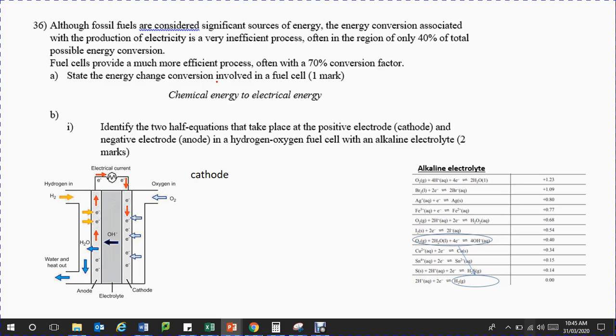So if we remember, a fuel cell is a type of galvanic cell in which we are converting chemical energy directly to electrical energy. And that's why the efficiency is a lot higher than with our coal-fired power station.